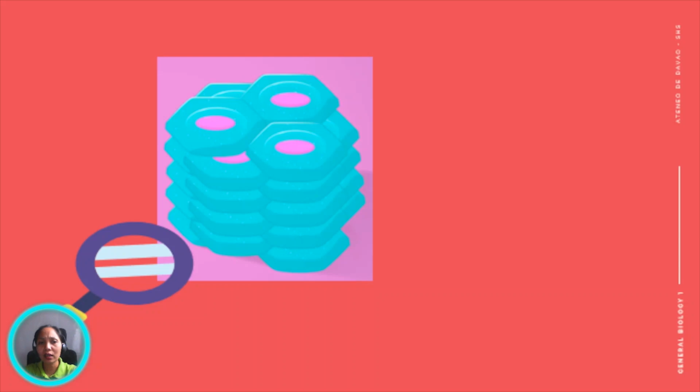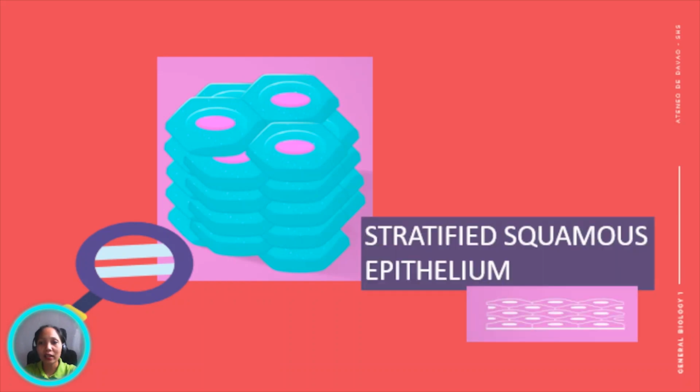Now, let's move on to this picture. As you can see, we have multiple layers of cells. So meaning, since we mentioned that there is a multiple layer of cell, it means that this is stratified. And how about the shape of the cell? Yes, very good. It is flat-shaped cell. So it means that this is squamous cells. So the name of this epithelial cells is stratified squamous epithelium.